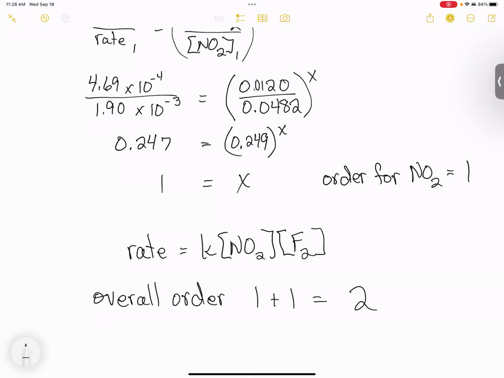Method of initial rates allows us to predict the rate law, and it allows us to determine the order.